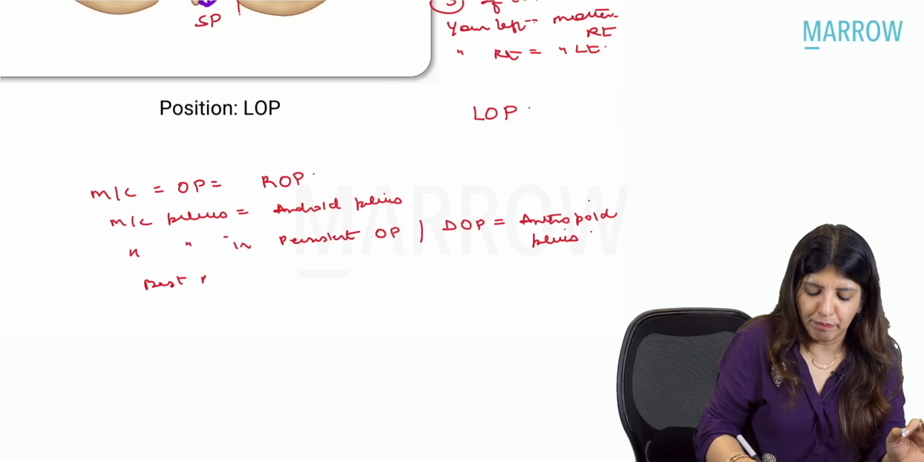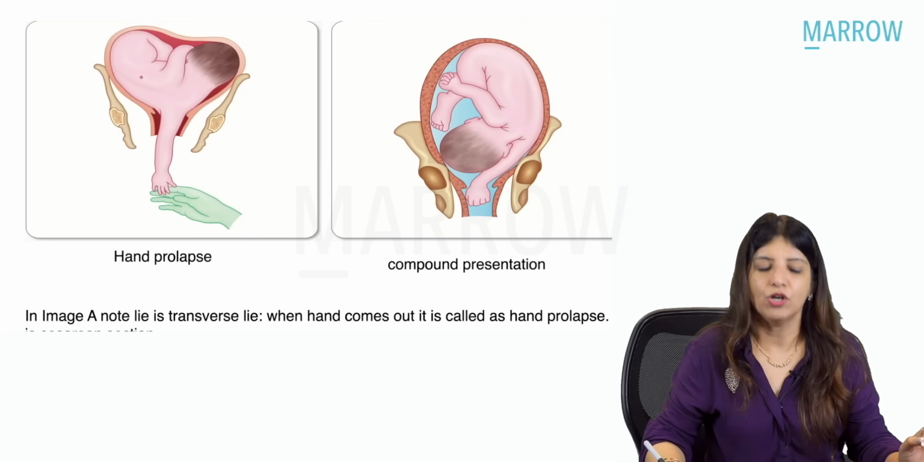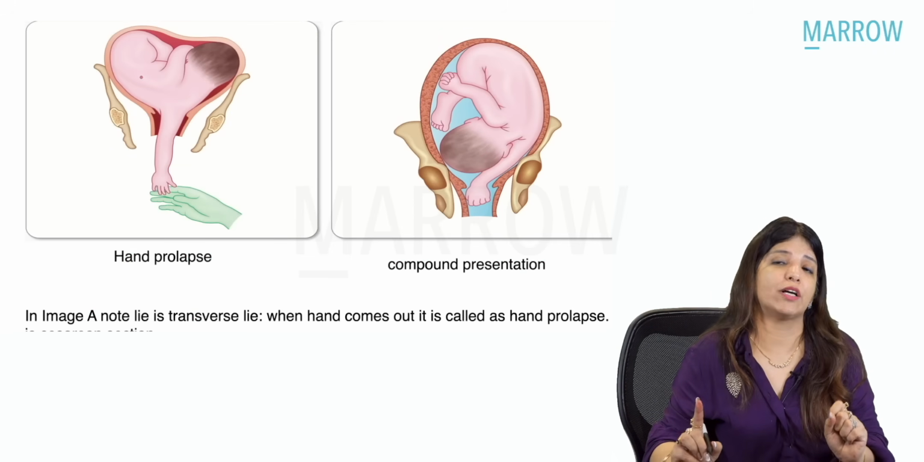What is the best management of occipito-posterior position? Best management of occipito-posterior position is wait and watch. Now, two again very important images which are confusing.